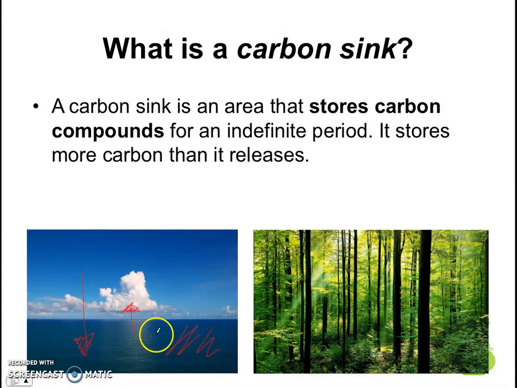Because carbon is absorbed from the atmosphere, more of it is absorbed than is released, so some carbon is stored inside the ocean. So the ocean becomes a carbon sink, which is important. Without carbon sinks, our atmosphere would have too much carbon dioxide, right? Because there's nothing that's absorbing that carbon dioxide and storing it away. So in the same way, forests are carbon sinks because they absorb more carbon dioxide than they release. And so they store carbon compounds.